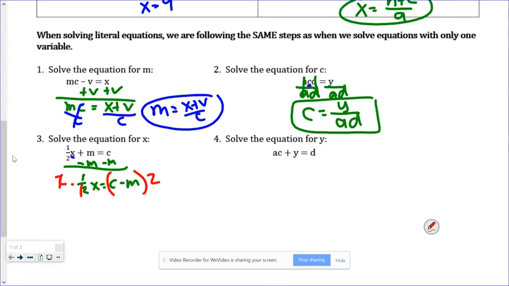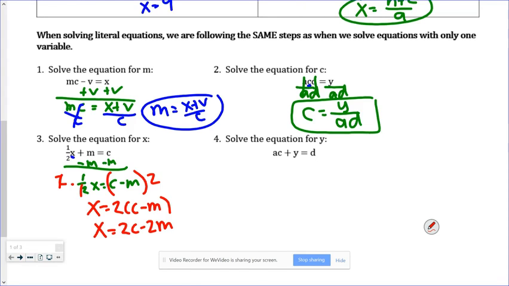So the catch here is that I'm multiplying the entire right side by 2. So I need some parentheses. So I'm going to simplify it now. So you can write it like this, x equals 2 and then parentheses c minus m, or you can distribute it like I'm going to write below. Either way is fine. It's the same equation, just a different form.